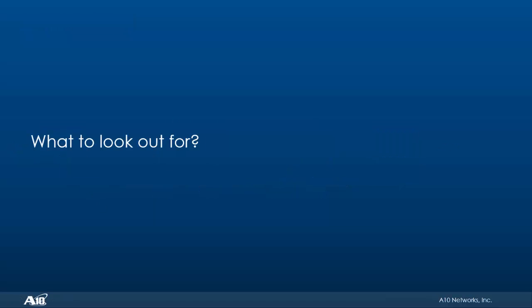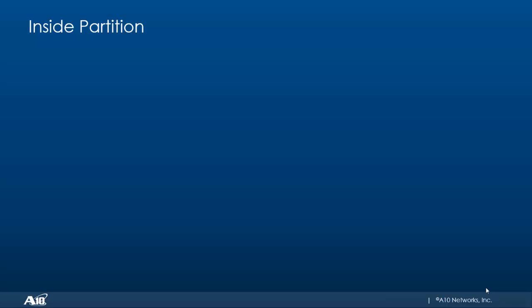Let's look at the things we need to be on the lookout for once we've done the configuration and once we have traffic flowing. We're going to look at this based on partitions, so let's look at the inside partition first. On the inside partition, the first thing to be on the lookout for are the ACL hit counters. We have to see whether or not we are getting any hits on our access control list. This can be done using the command show access list and then entering the access list number.